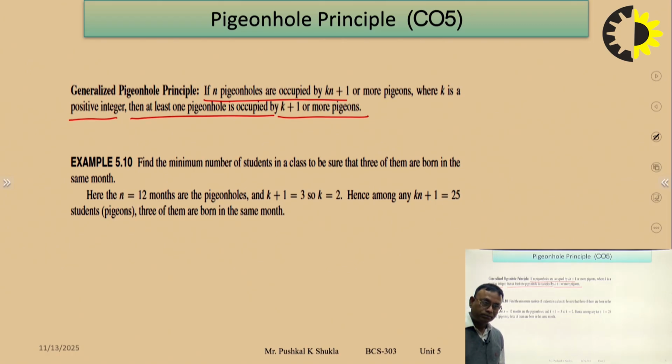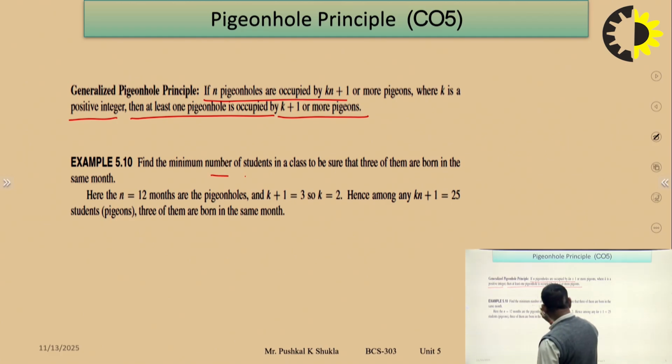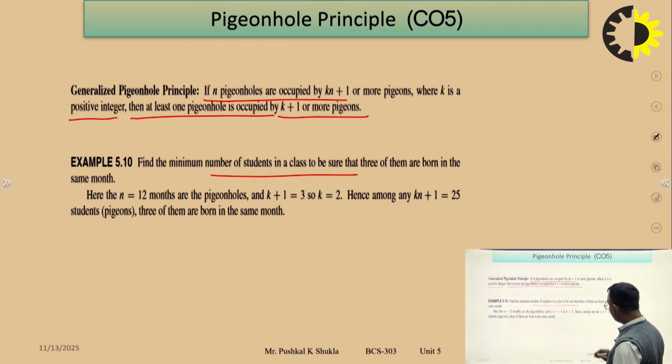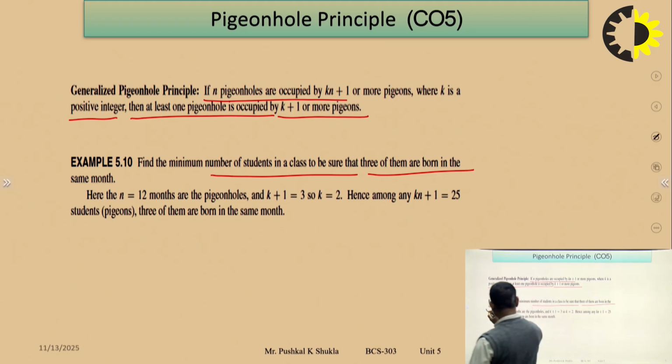What does it say? If n pigeonholes are occupied by kn plus 1 or more pigeons, where k is a positive integer, then there must be at least one pigeonhole which has k plus 1 or more pigeons. Another example: find the minimum number of students in a class to be sure that 3 of them are born in the same month.